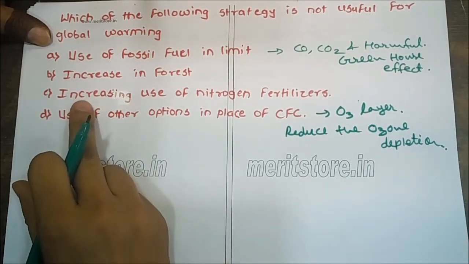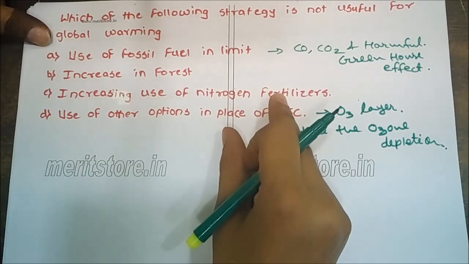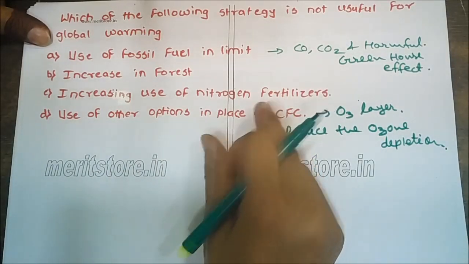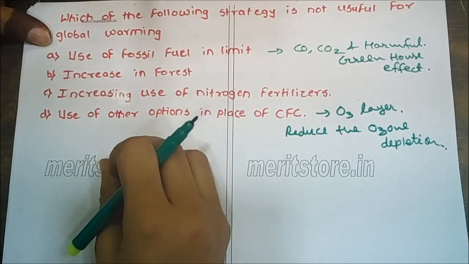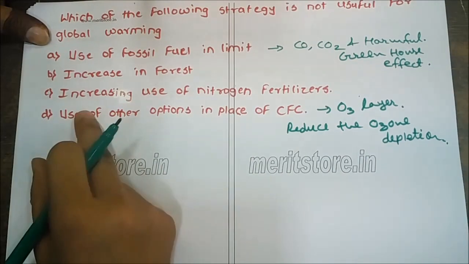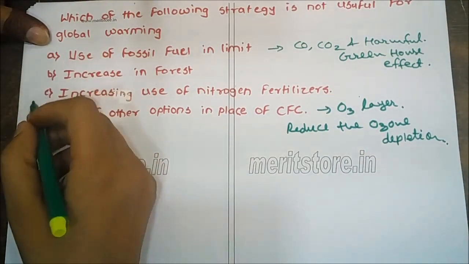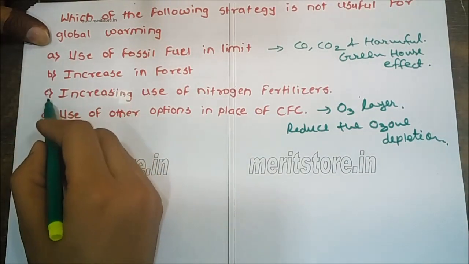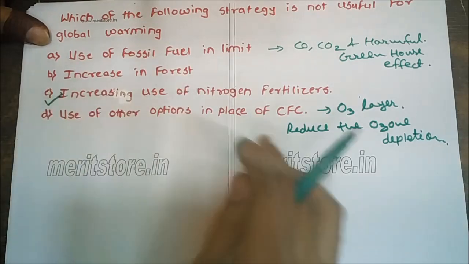But by increasing the use of nitrogen fertilizers, we can't reduce global warming. We can reduce the soil pollution. So by these other three, we can reduce global warming. So our odd one out is increasing use of nitrogen fertilizers.